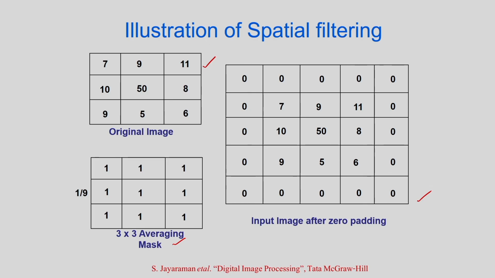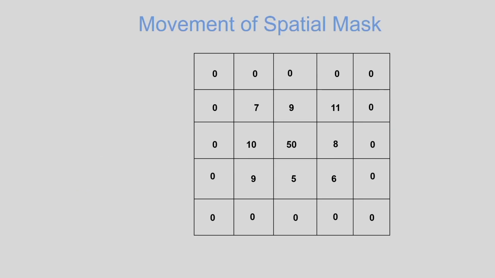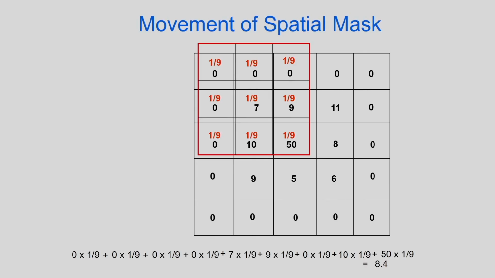After this, what I have to do? I have to put the mask over the image and do the convolution. So, you can see in the next slide, I put the mask over the image, and I have to determine the response of the mask corresponding to the center pixel. The center pixel is 7 here. Corresponding to the center pixel, I am determining the response of the mask. The response of the mask is 8.4.